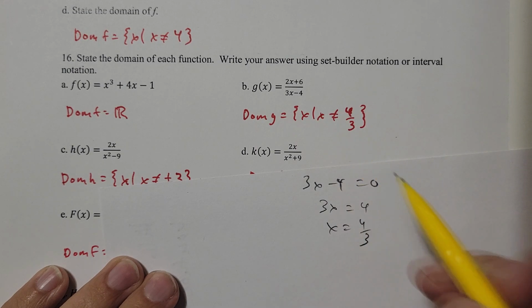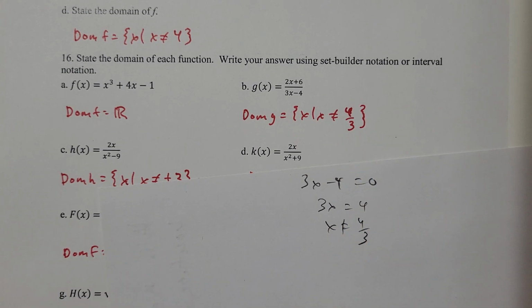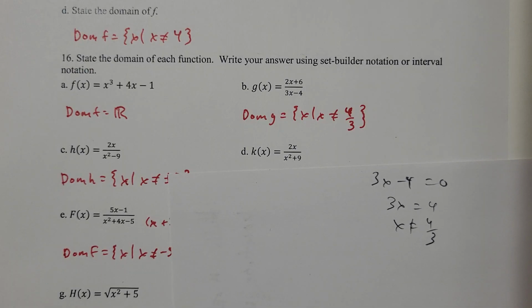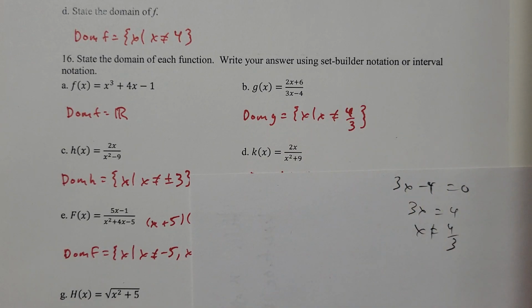Now that's what I don't want. I don't want 4/3. So x can be any number, just not 4/3. And using set notation, I would say the set of all x such that x is not equal to 4/3.